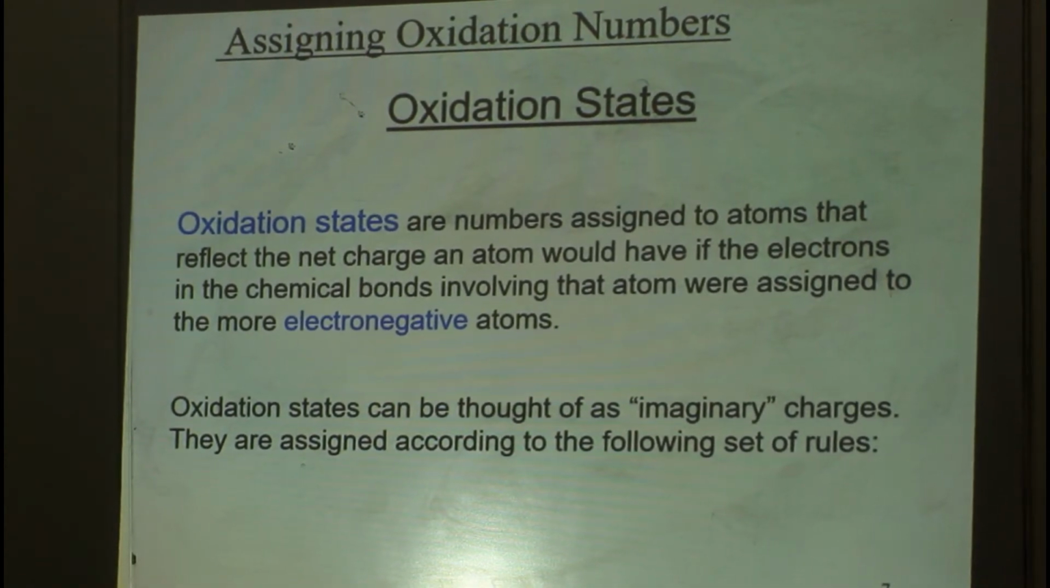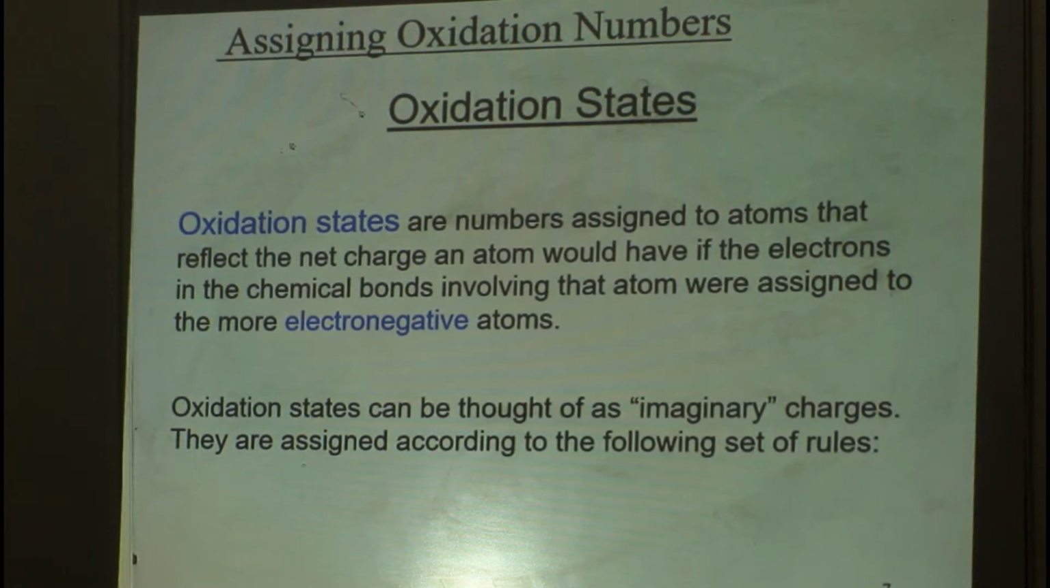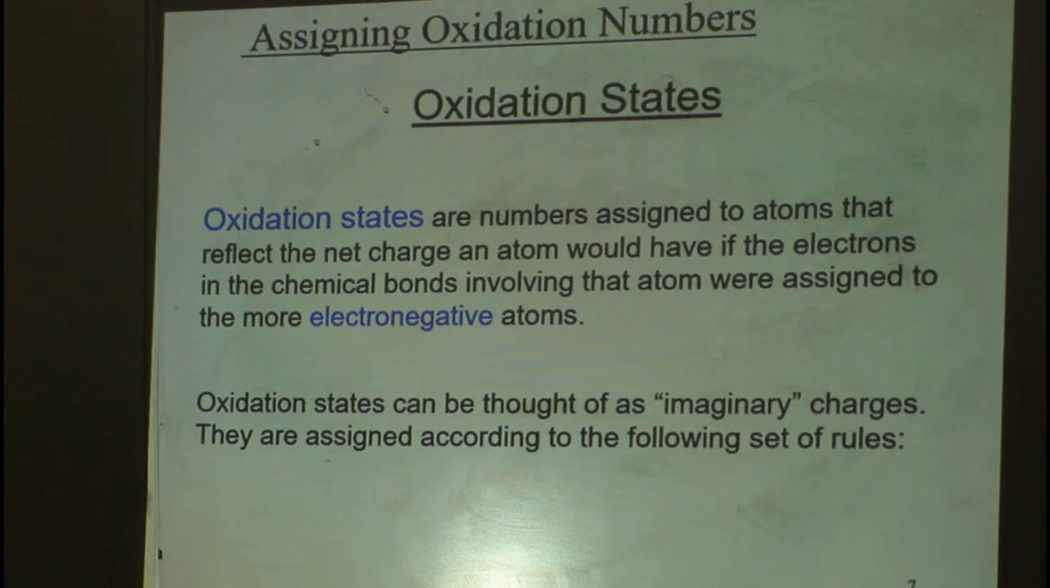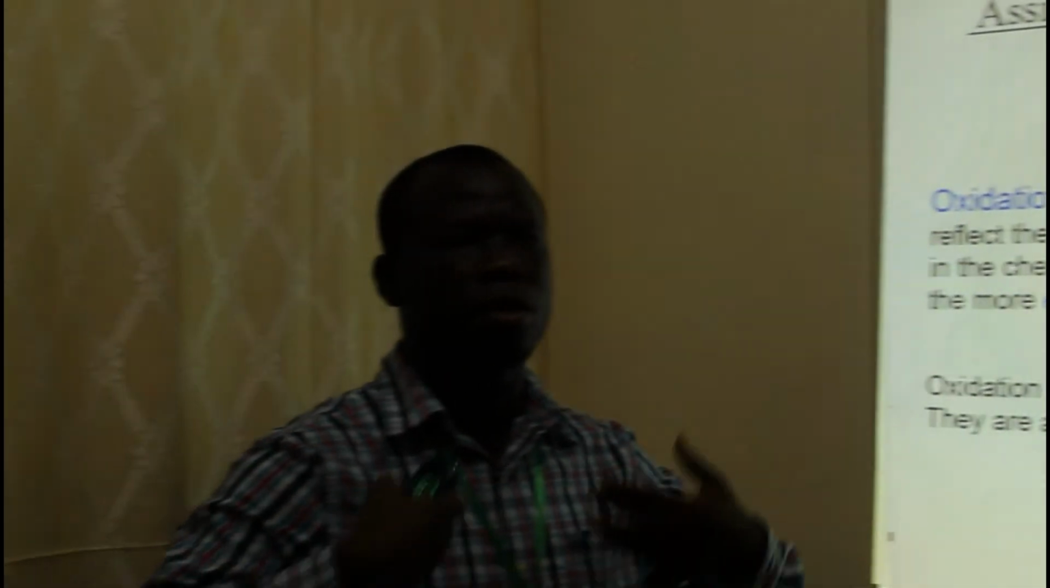You can't see them, but we assign them. We are going to assign oxidation numbers based on the rules that we're going to give out. Some of them are hypothetical, that is imaginary. You can't see them, but we assume. Some of them can be seen clearly, that is the state. So we're going to have a look at how to determine oxidation states of compounds.